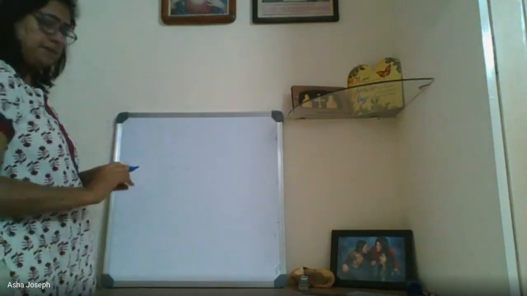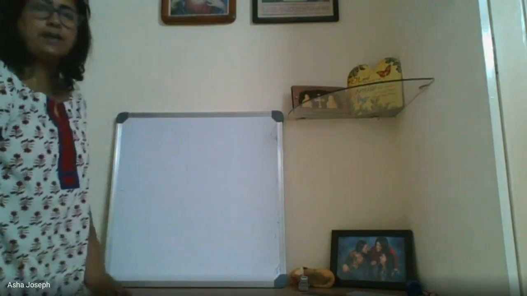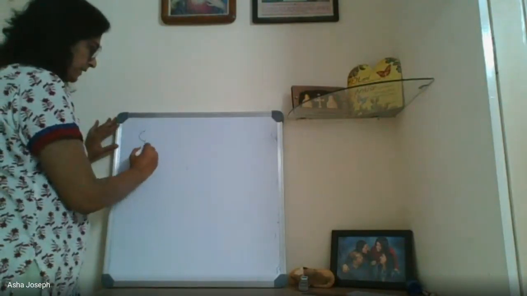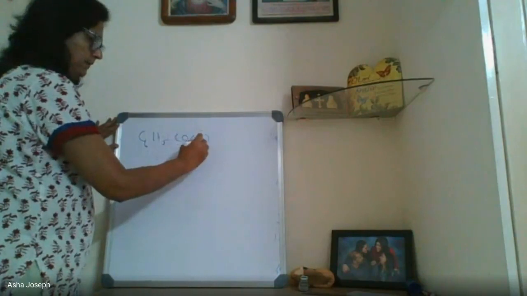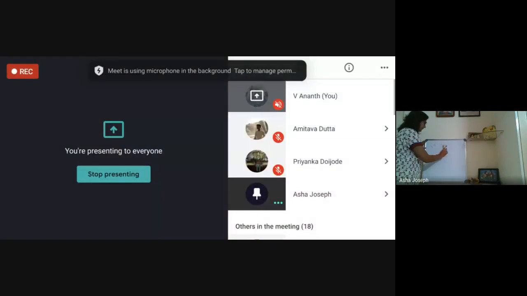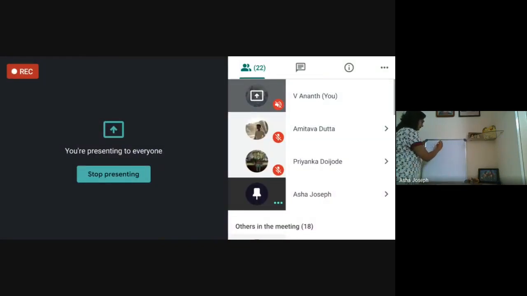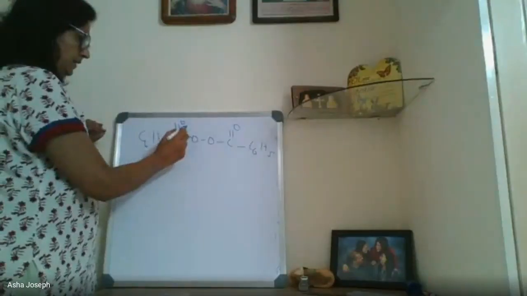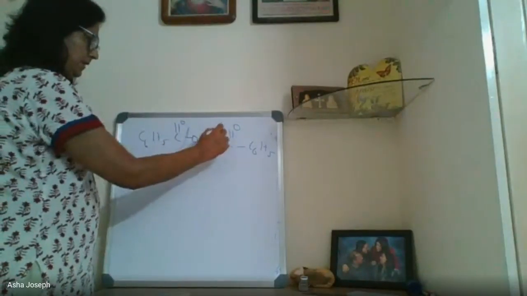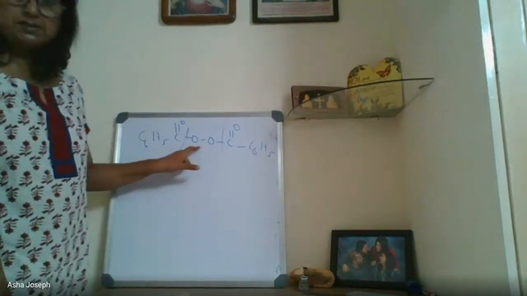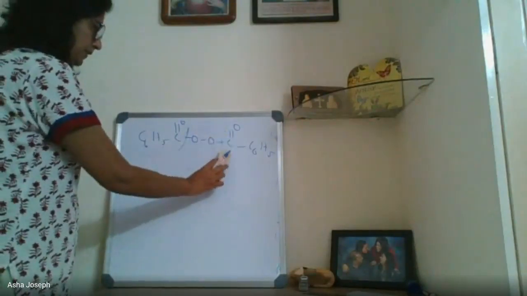The first step is chain initiation. We are taking benzoyl peroxide, the structure I am writing. Benzoic acid is C6H5COOH, isn't it? So the benzoyl peroxide will have a C6H5CO group on both sides, and in the middle, peroxide means 2 oxygen. So this is benzoyl peroxide.